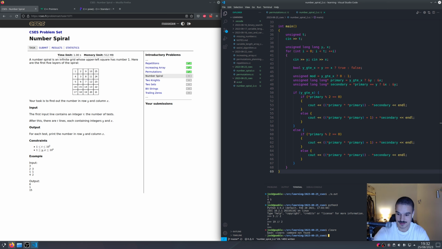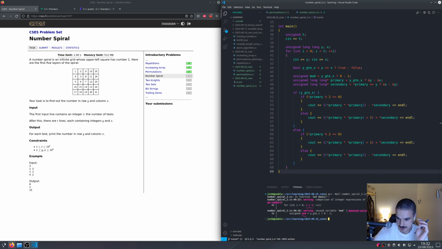So let's just try this again. It's now saying mod is unused, which is kind of what we want, right? Was I going for 20? No, I was going for 22. It's still wrong. It's still wrong. Four five should be 22.